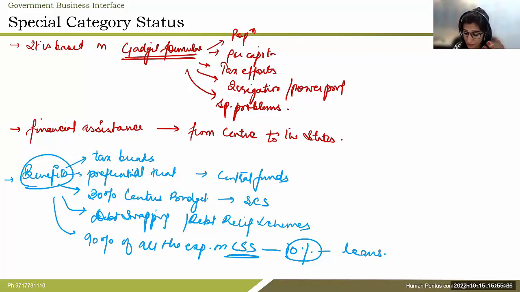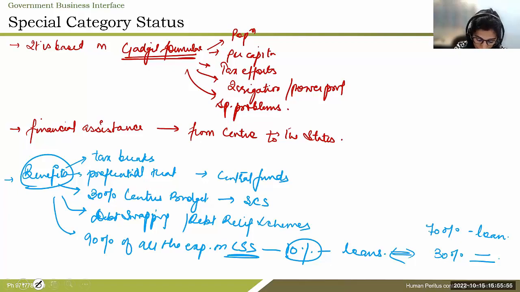Now, similarly, what do the normal, general category states get? 70% they get through loan, and only 30% they get as actual expenditure. All right. So this is the stuff.